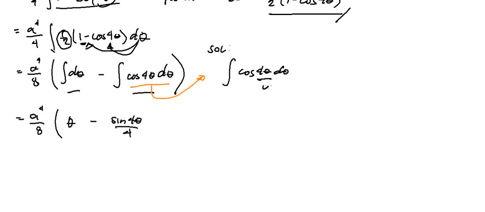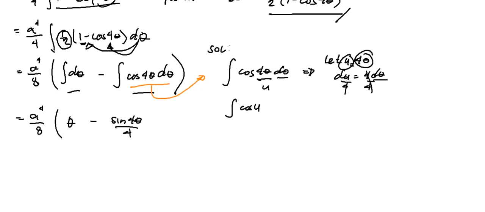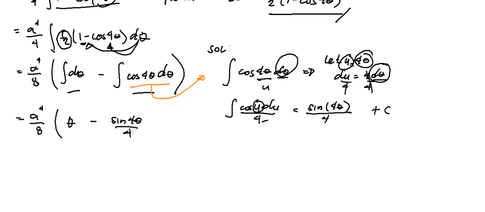In our technique, we let 4 theta equal to u. Then derivative of u is just 4 d theta, wherein we only need d theta, so we need to divide both sides by 4. So our integrand can be written as cosine u, then our d theta is du over 4, right? Wherein our integral of cosine is sine and our u is 4 theta, then all over 4 plus c. So we have here sine 4 theta all over 4, then our plus c.